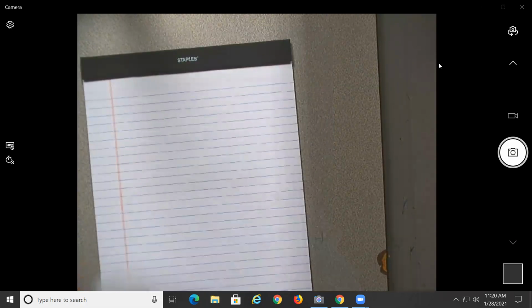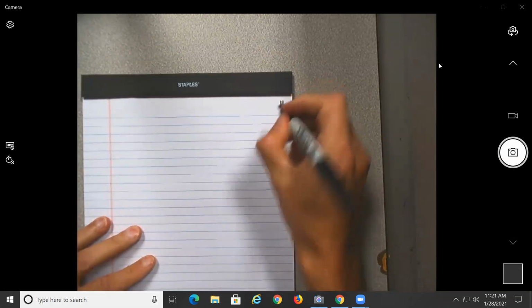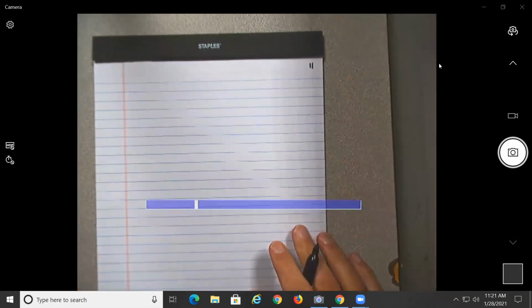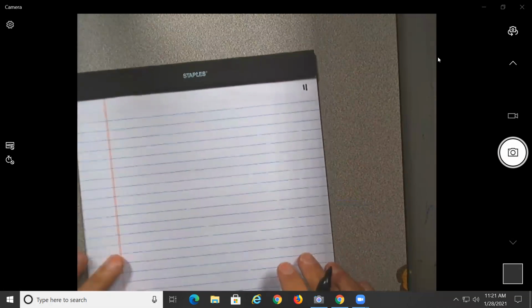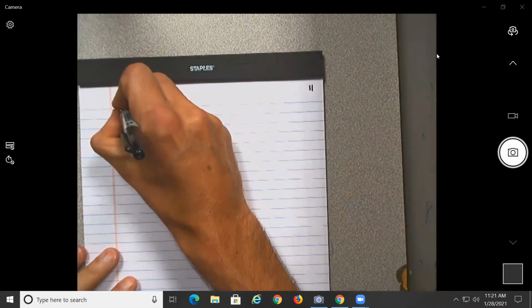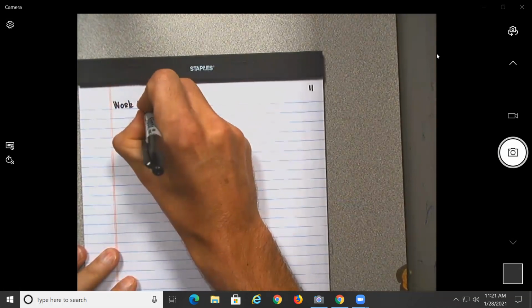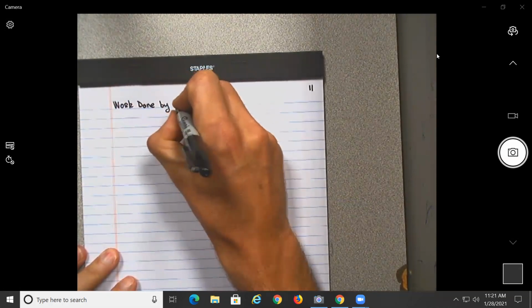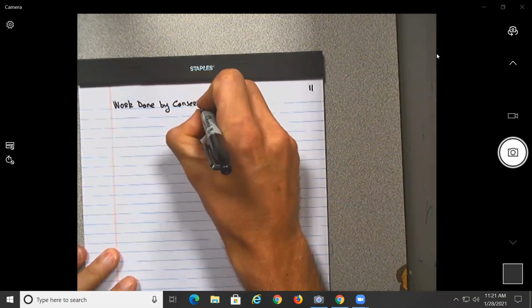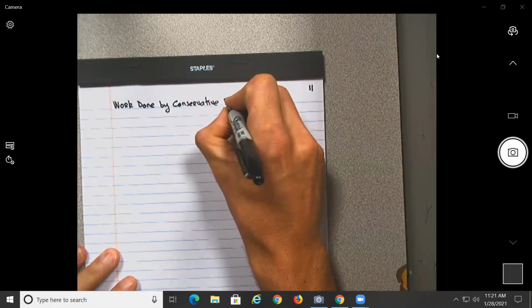So let me go to the next page. All right, page 11. Okay, so here we're going to look at the work done by conservative forces.